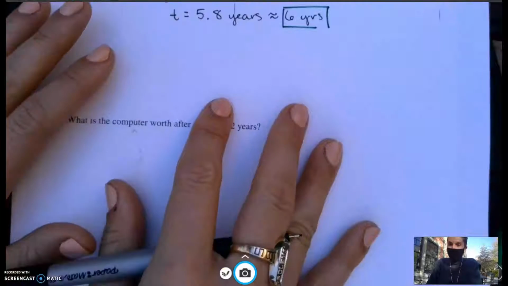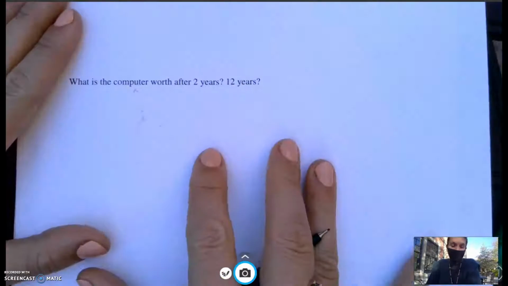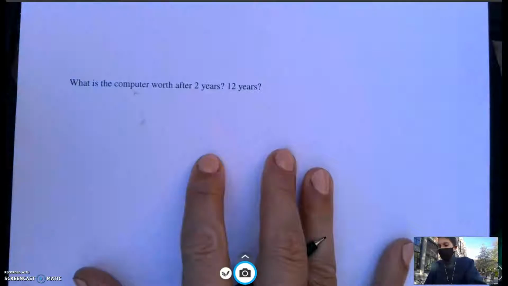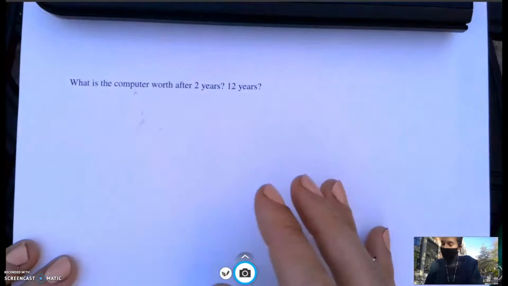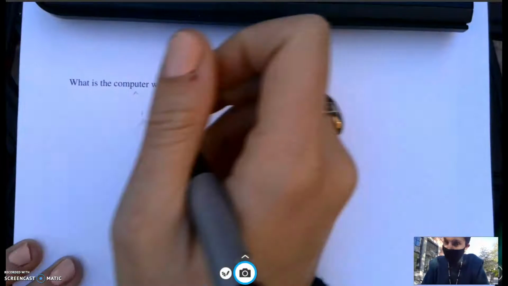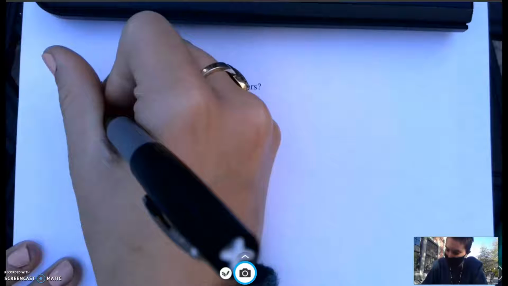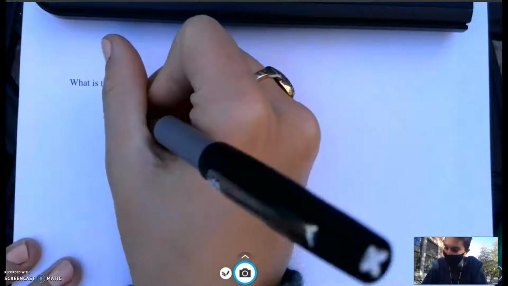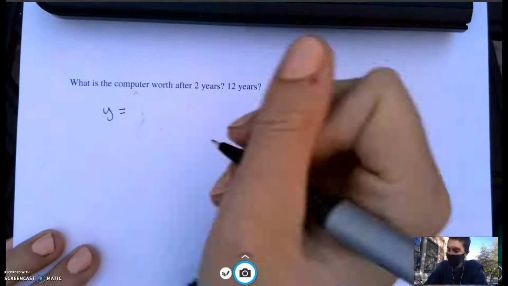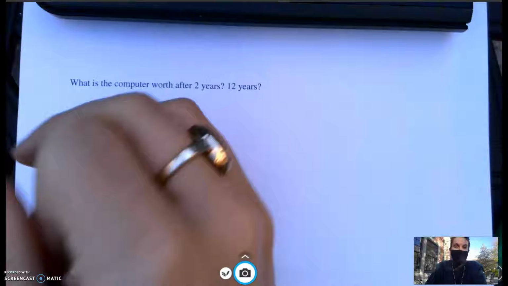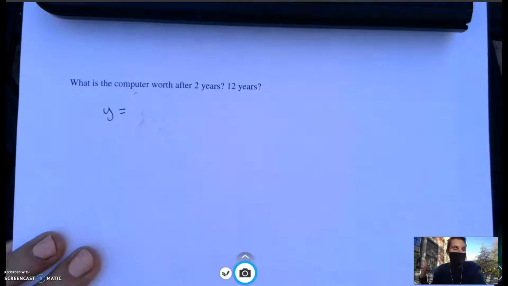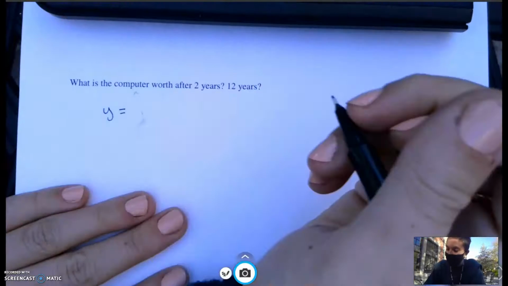Alright, so then we have our next part. What will the computer be worth after 2 years or after 12 years? And again, this is like the easiest thing we can do in this unit, right? So all it's asking us to do is find the end, which is y. So really we're just going to use our y equals equation, and we already have all of our pieces, so we don't have to use a solve function, we don't have to do cubic roots or exponents or any of that. We literally just have to set up our equation correctly.